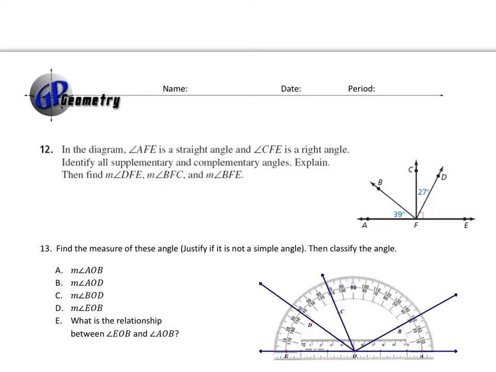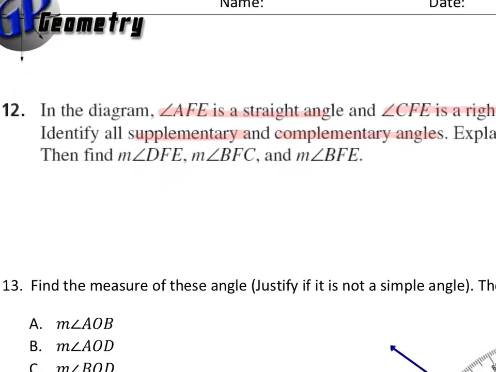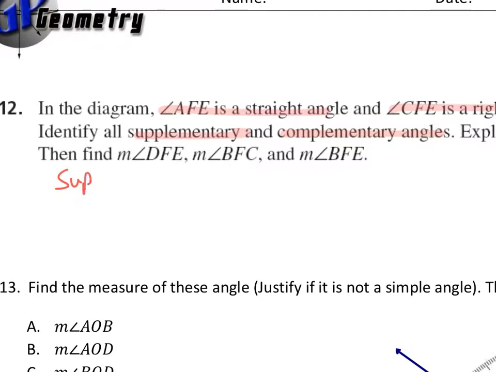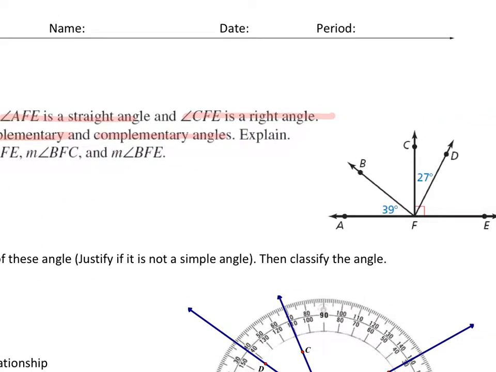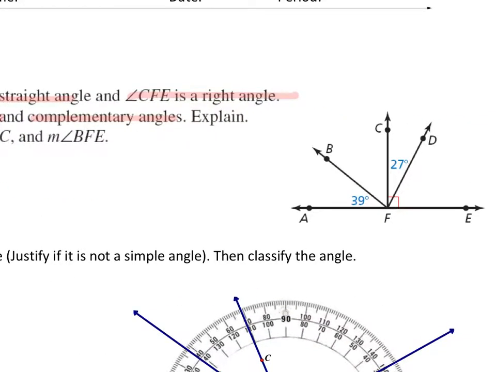Number 12, we know that AFE is a straight angle here. CFE is right. That's all given to us here. All right. And we want to identify all supplementary and complementary angles. So supplementary adds up to 180, right? We have lots of pairs here. We've got AFB, these guys right here, and BFE. That's one pair.